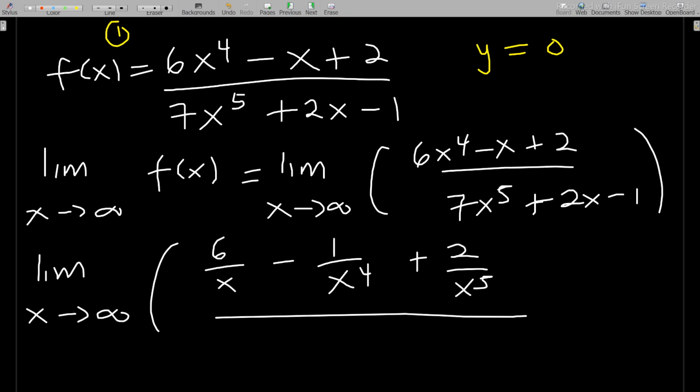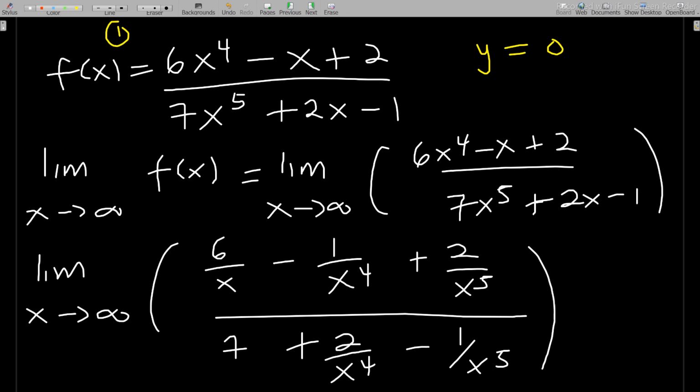All being the numerator. Then you come to the denominator. Then you have 7 here plus 2 over x to the power 4 minus 1 over x to the power 5. Okay, I hope you can see this.